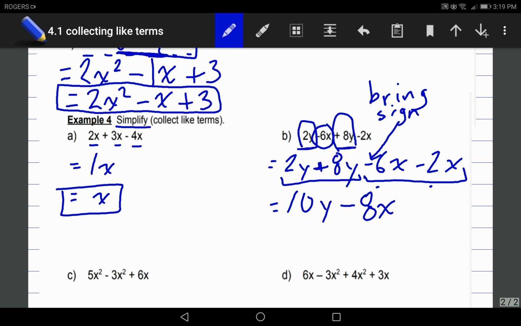Can you go any further than this? No, because we have a y term and we have an x term. Those are not like terms. So, box your answer. You are done. You have gone as far as you can because you cannot collect any more like terms.